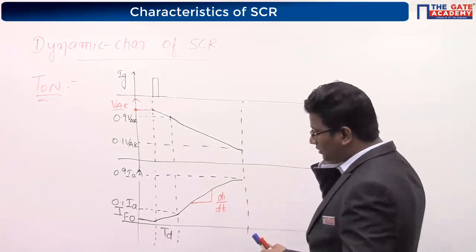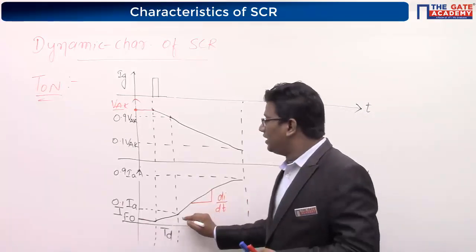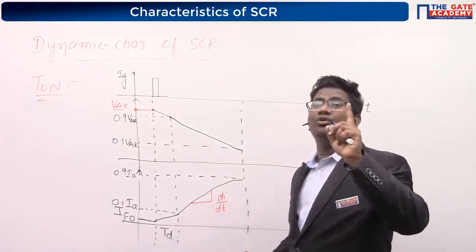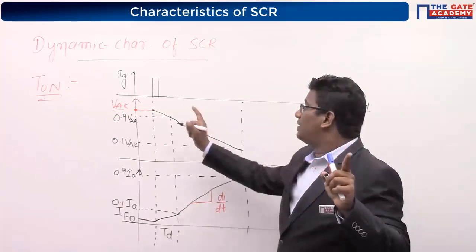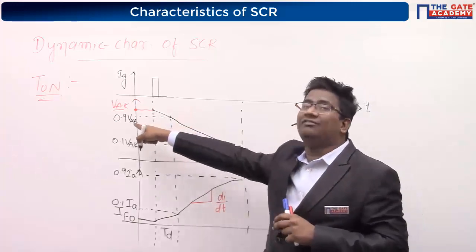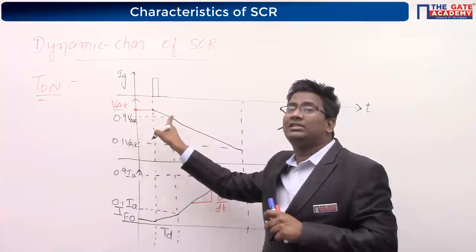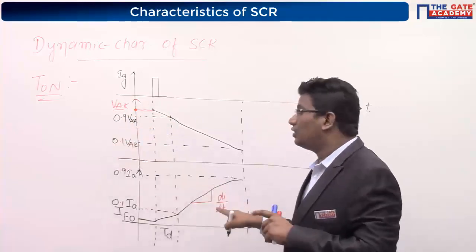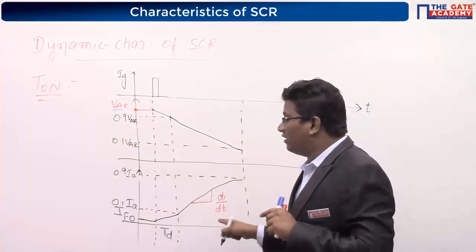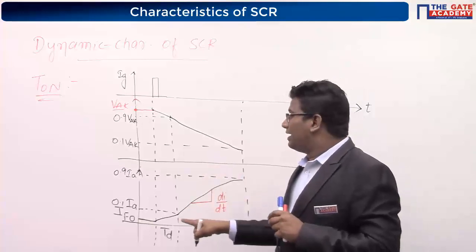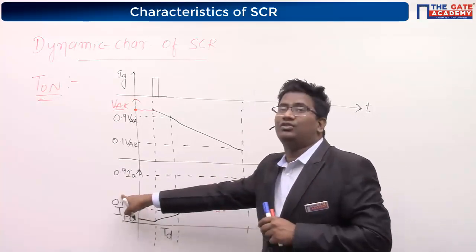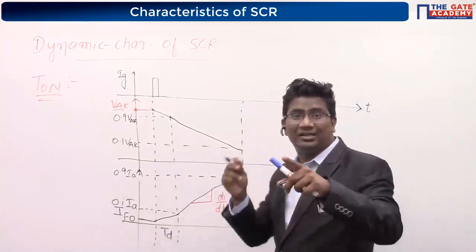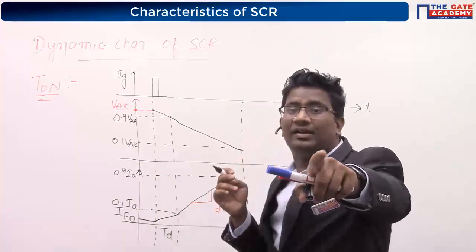Now you tell me one thing. The time taken for the anode to cathode voltage to go from 90% of its rated value to 10% of its rated value, as well as the anode current going from 10% of its rated value to 90% of its rated value. That particular time is called, can anyone tell me what that particular time is called?